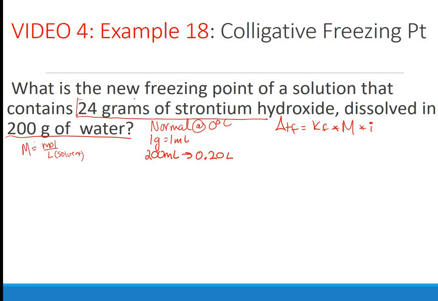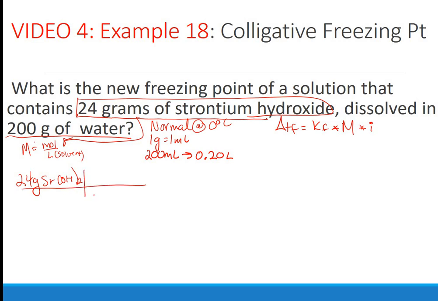Now we have to convert our 24 grams of strontium hydroxide into moles. That's the one that gets a little trickier because we have to find our molar mass. So we're going to take our 24 grams of strontium hydroxide and convert it into moles using our molar mass.